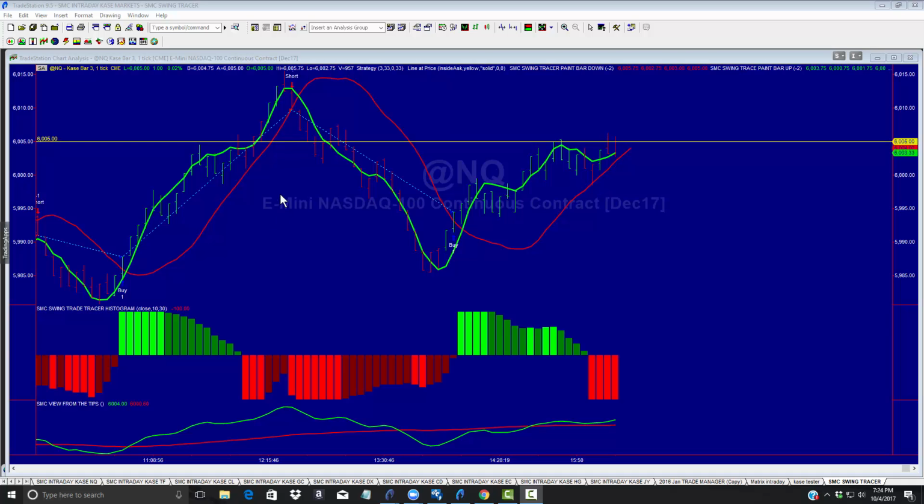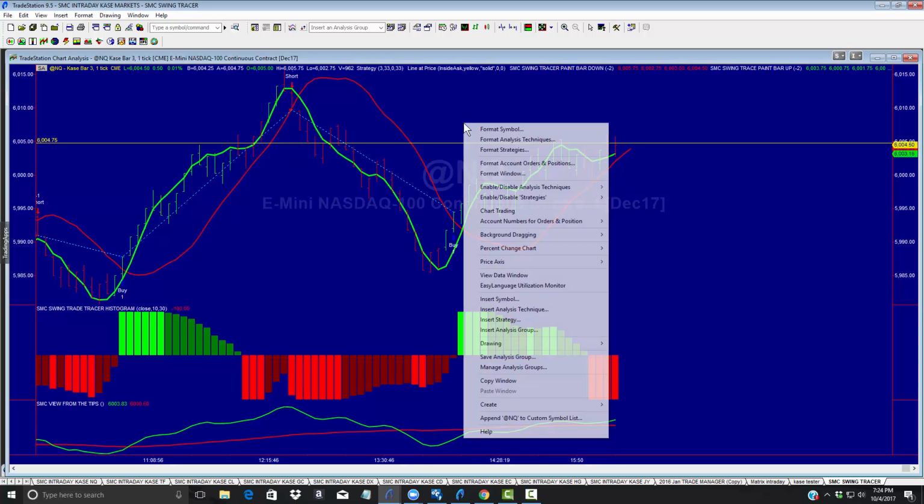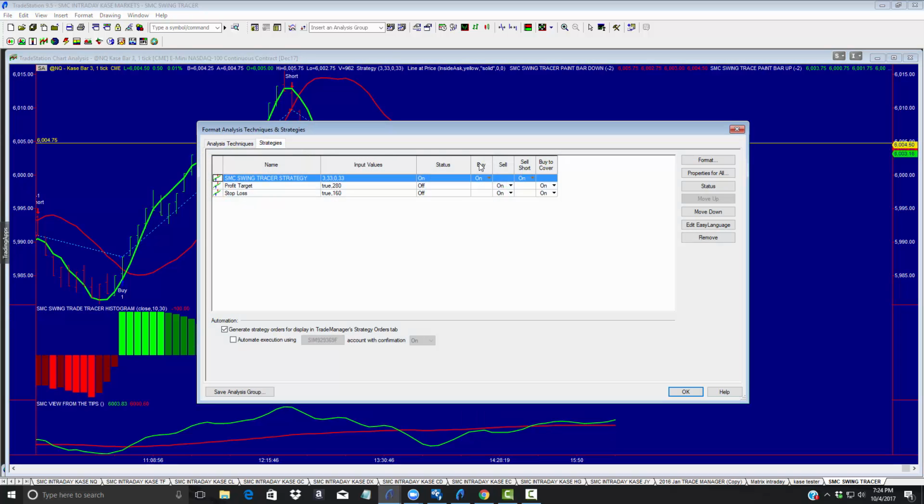So not only do we offer you the indicators, the short and long indicators, we also paint the bars to help you visually know when you want to be long and when you want to be short. We of course give you the histogram, we give you the view from the tips, and we give you a strategy that you can measure before you start playing.